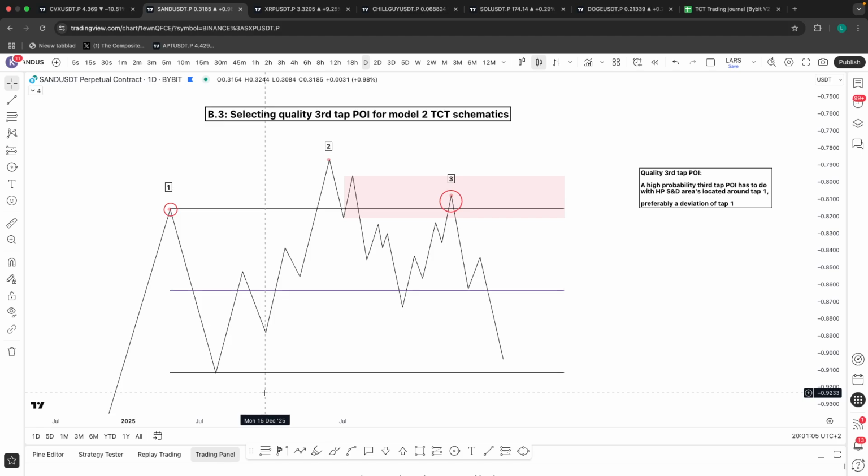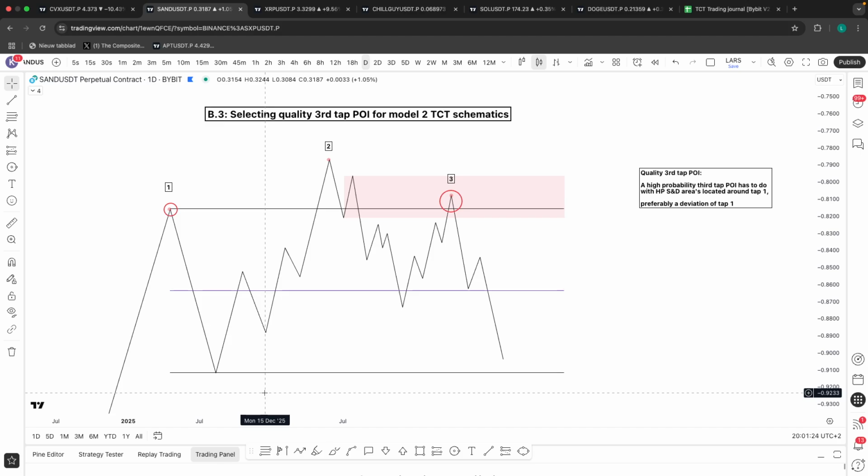So first, looking at the POI itself, it needs to be a high probability POI, a good order block at a good location in that pivot point, sweeping liquidity, where there's a low time frame inefficiency and not just liquidity on the lower time frame, an actual valid third tap POI.